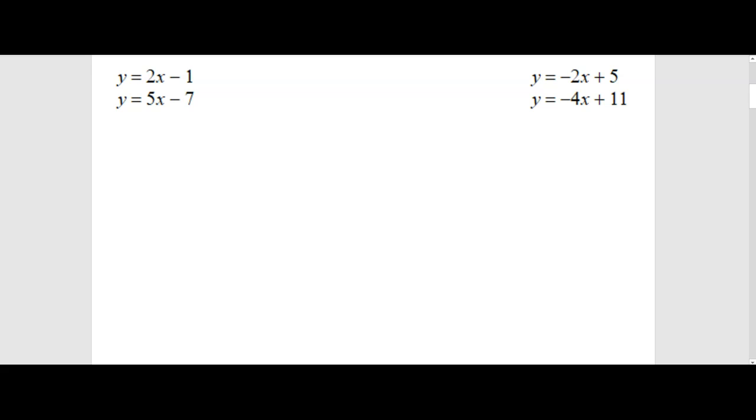Now you could certainly try to go ahead and solve this by graphing, but it may not be the quickest method, right? Maybe you don't have graph paper, maybe you don't want to have to sketch everything out, and you're probably going to see that substitution is a little bit more efficient. So let's take a look at this one.